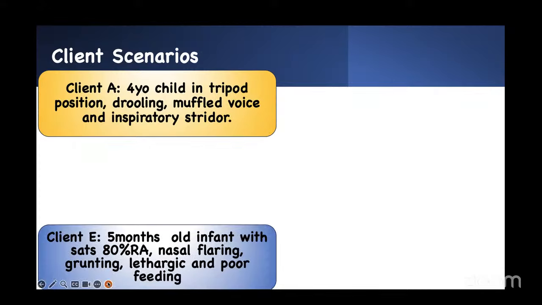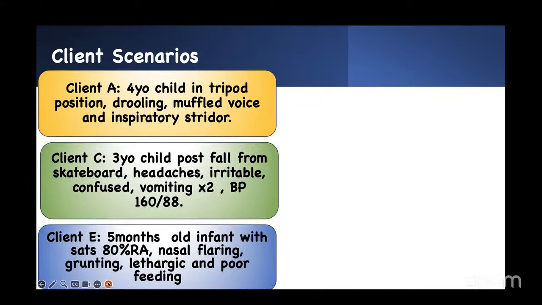A 5-month-old infant with saturation about 80% on room air, nasal flaring, grunting, lethargy, and poor feeding. What do you think? Prioritization. See who you need to see first, who is in trouble. A 3-year-old child fell from what? A skateboard, right? Headaches, irritability, confusion, vomiting twice, and blood pressure of what? 160/80. What do you think is going on with this patient?